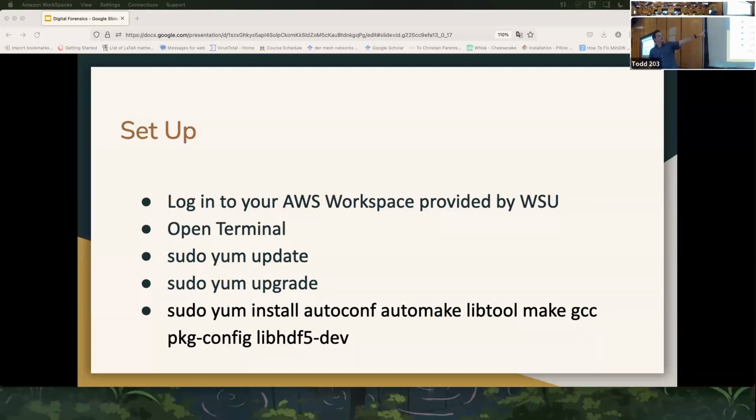So first things first, everybody who has a Linux workspace, everybody's logged in, right? We're good? I did check, making sure we're all good. So we need to open terminal and start running some of these commands. Again, for those of you who haven't worked in Linux, sudo stands for super user do. That basically gives us administrator privileges.